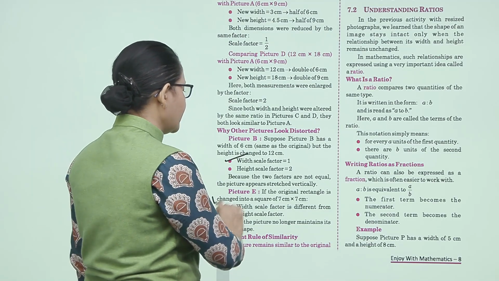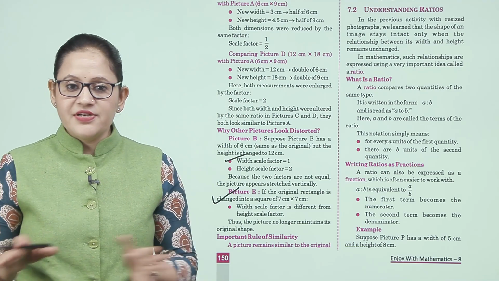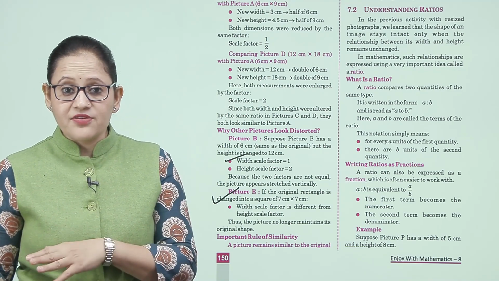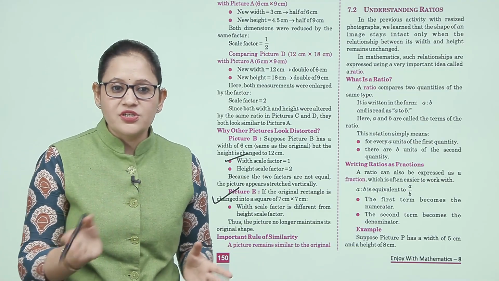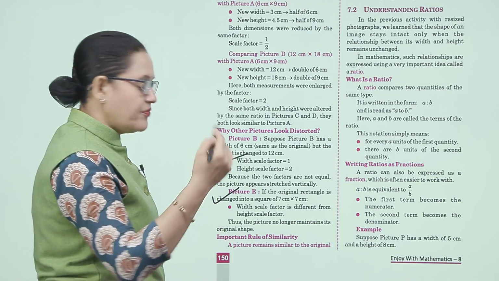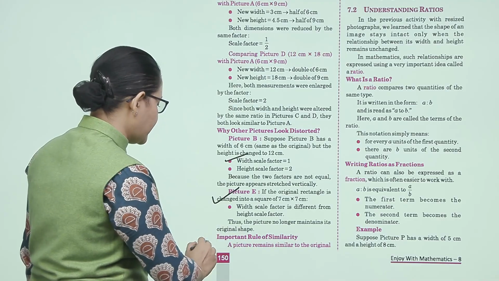Now we will take picture E. If the original rectangle is changed into a square, 7 by 7, the width scale factor is different from the height scale factor. Thus the picture no longer maintains its original shape. So all the factors should be changed in the same ratio or same scale.